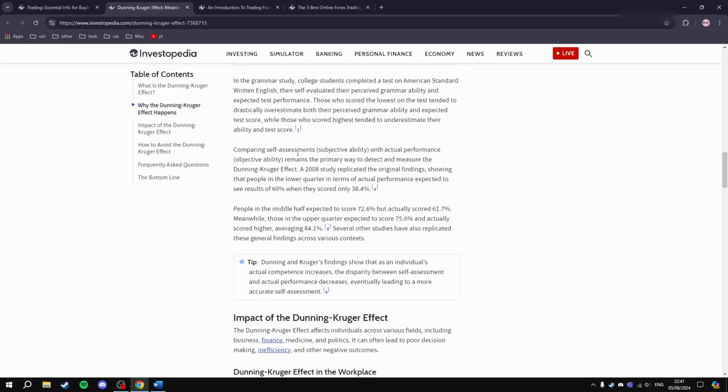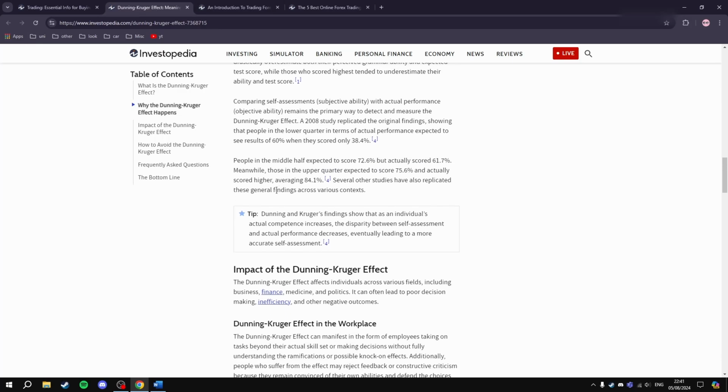The 2008 study replicated the original findings, showing that people in the lower quarter in terms of actual performance expected to see results of 60% when they scored only 38.4%. Oof. Absent self-insight among the incompetent. People in the middle half expected to score 72.6% but actually scored 61.7%. Meanwhile, those in the upper quarter expected to score 75.6% and actually scored higher, averaging 84.1%. Several other studies have also replicated these findings across various contexts.